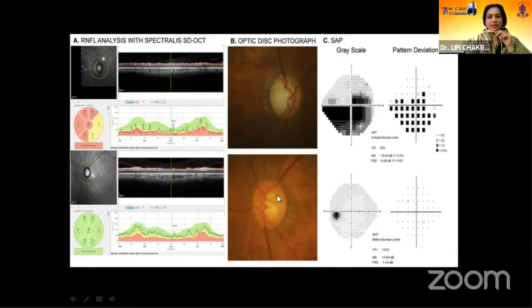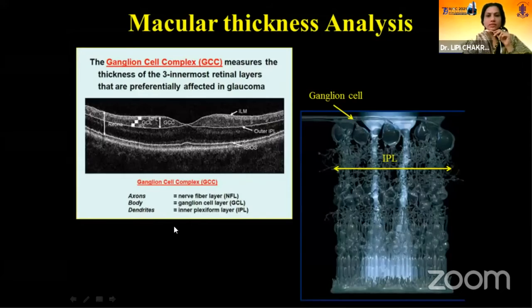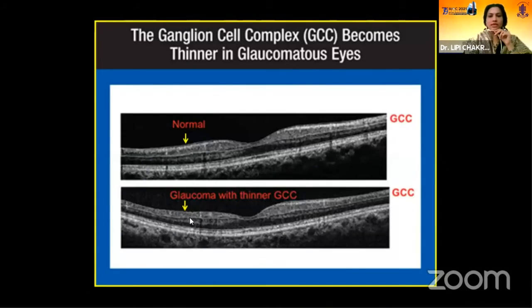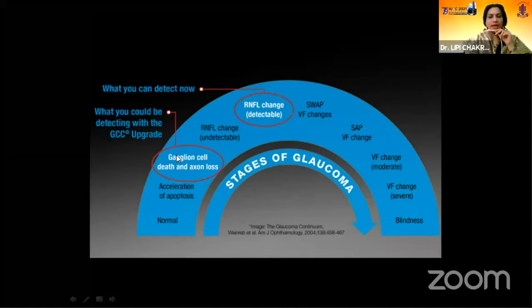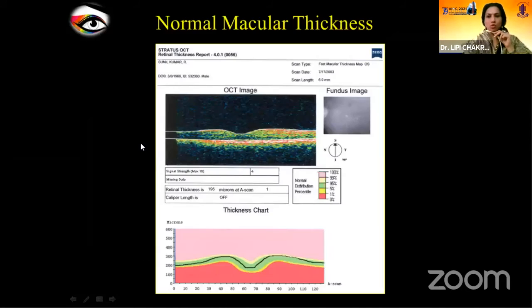OS, on the other hand, the left eye, the optic disc looks to be fairly normal, and we are getting visual fields and the OCT to be normal. The third component is macular thickness analysis. So GCC, we know that it is composed of NFL plus GCL plus IPL. So this becomes thinner in the glaucomatous eyes. We are able to detect glaucoma at an early stage with the GCC OCT.